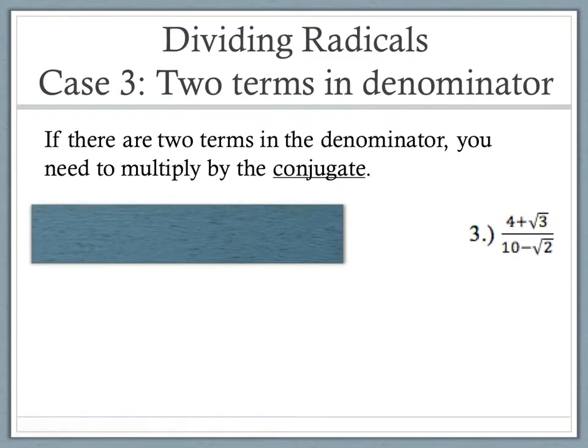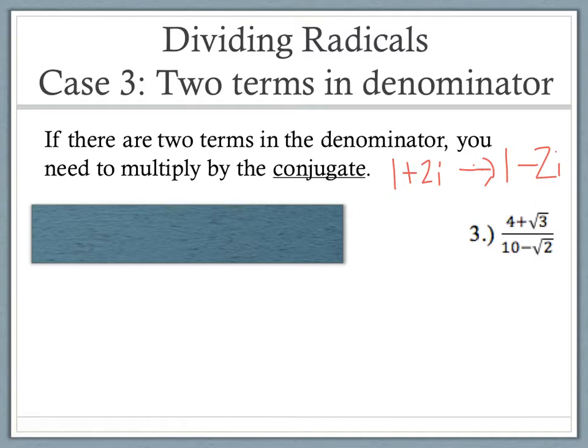Now, the last one, we just had one term in the denominator. If we have two terms in the denominator, we need to multiply the top and the bottom by the denominator's conjugate. We talked about a conjugate when we did imaginary numbers. Remember, like if we had 1 plus 2i, its conjugate would be 1 minus 2i. So it's going to be kind of the same concept with that.